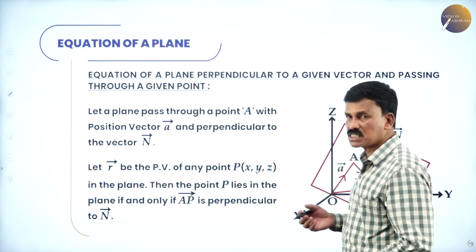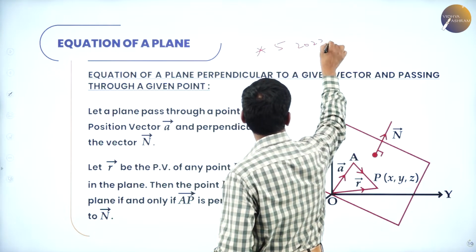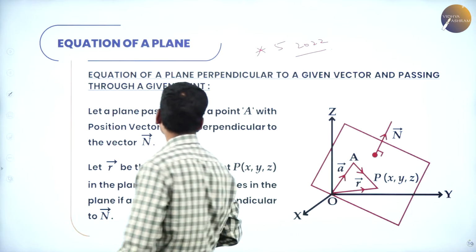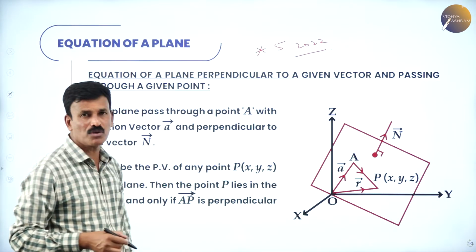Now let us come to the next derivation. This is also very important for 5 marks for your 2022 examination. The equation of a plane perpendicular to a given vector and passing through a given point.